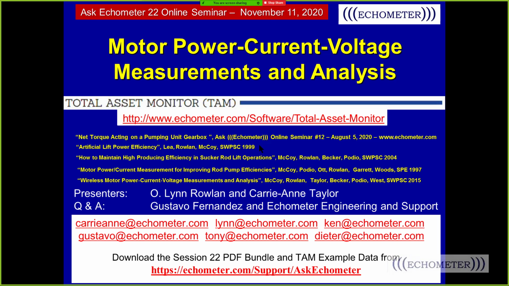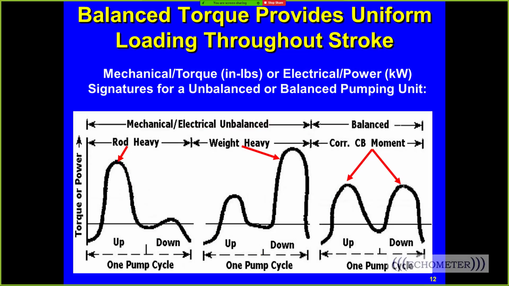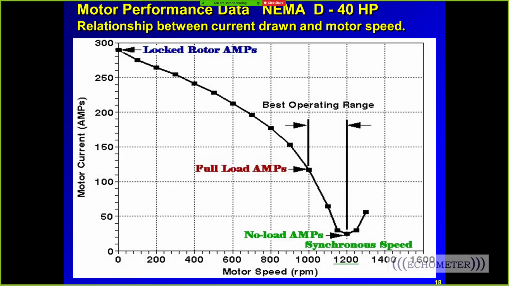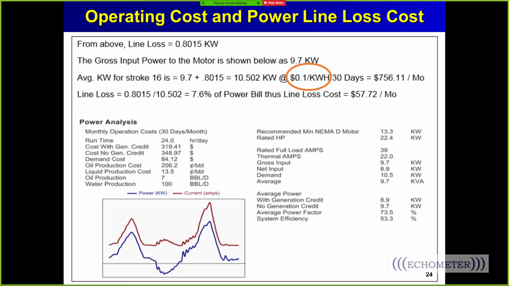Okay, I have one more question here. It says on slide 24. Okay, not too far. So the first line that says line loss, that states from above, the 0.8015 kW, where that comes from. Oh, well, good question. It doesn't show it, does it?